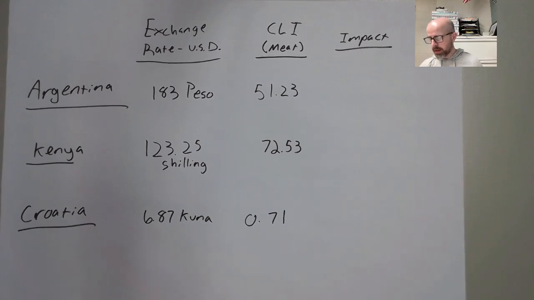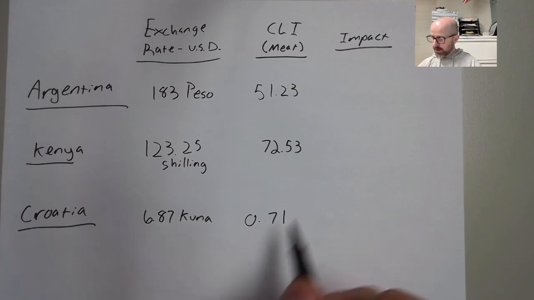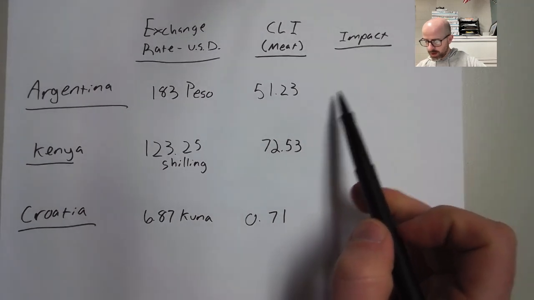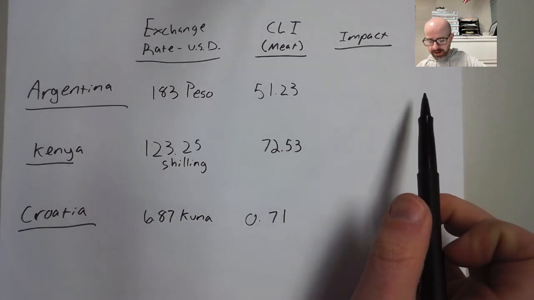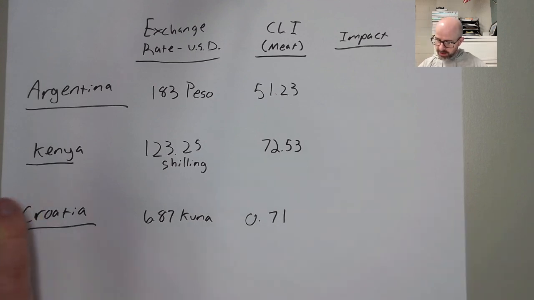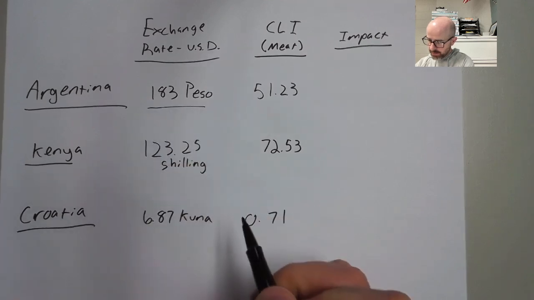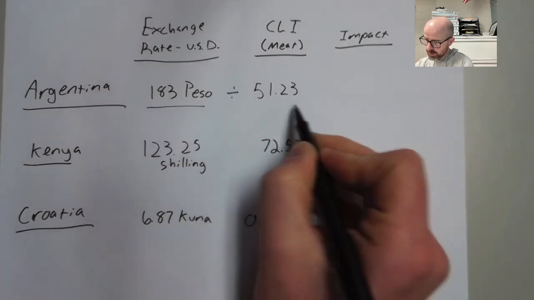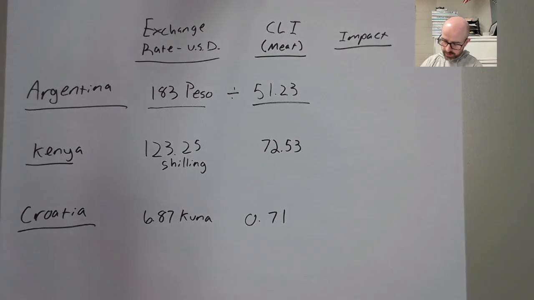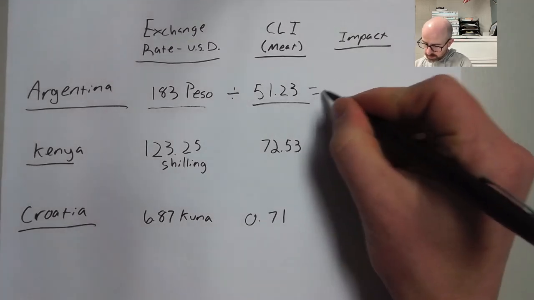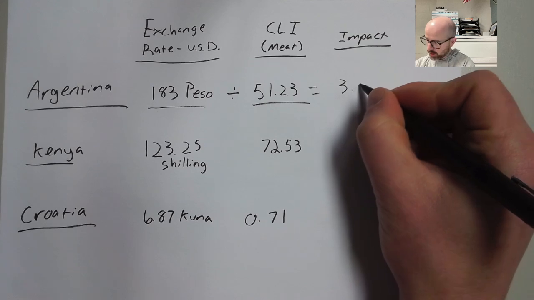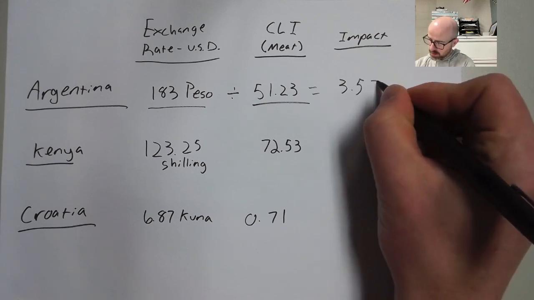So now, here's what I need to figure out. I need to figure out the impact of spending US dollars in Argentina. So what I can do is take my exchange rate divided by my cost of living index. So that gets me 183 divided by 51.23. And I'm rounding to the nearest hundredth, 3.57.